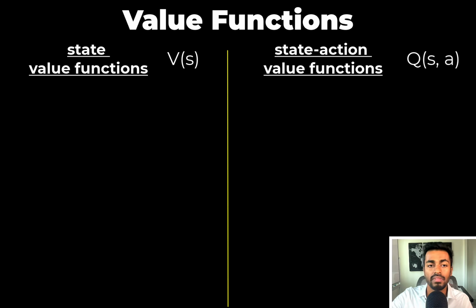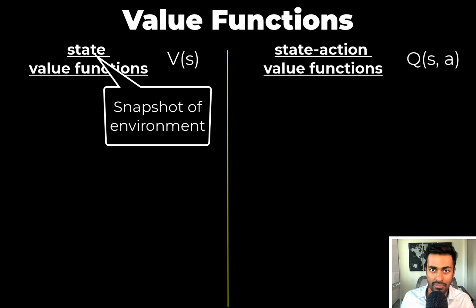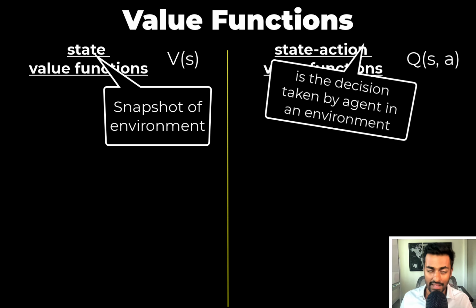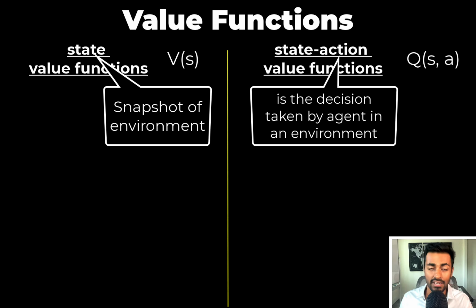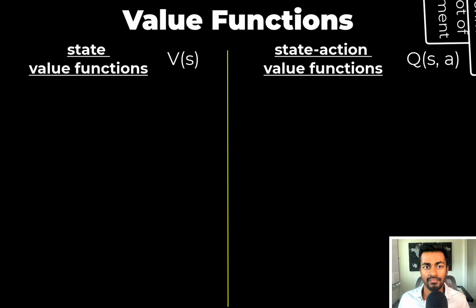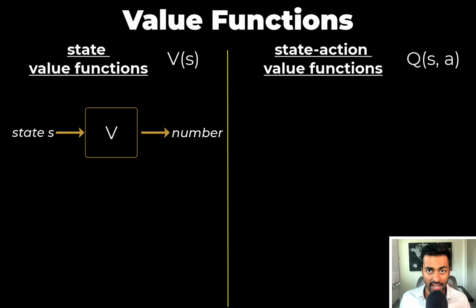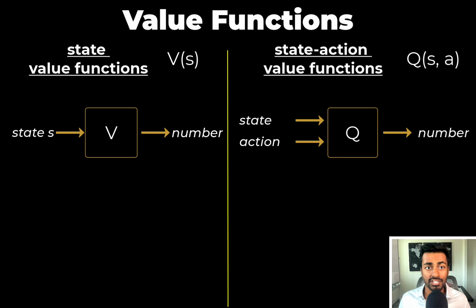represented by Q. Wait, what are states and actions? A state is a snapshot of the environment that the agent is in, and an action is the decision taken by the agent in the environment. The state value function will take the state as input and output a real number. The state action value function will take the state and current action as input and then output a real number. This real number is known as a Q value.